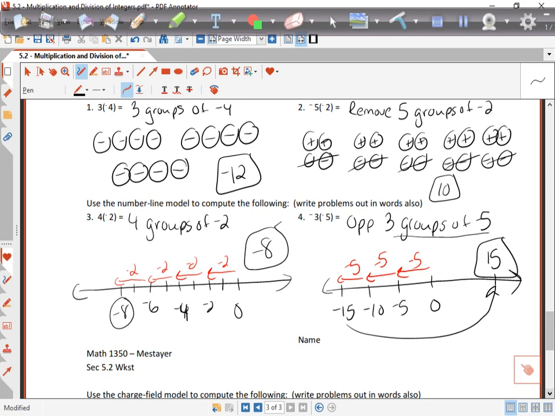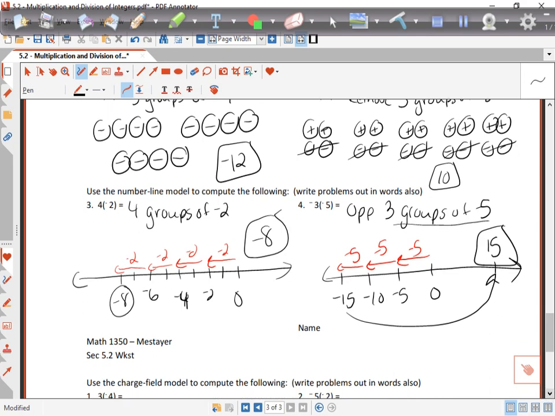The bottom half is just the same worksheet again. It's just a half sheet on this worksheet. This concludes all of 5.2.